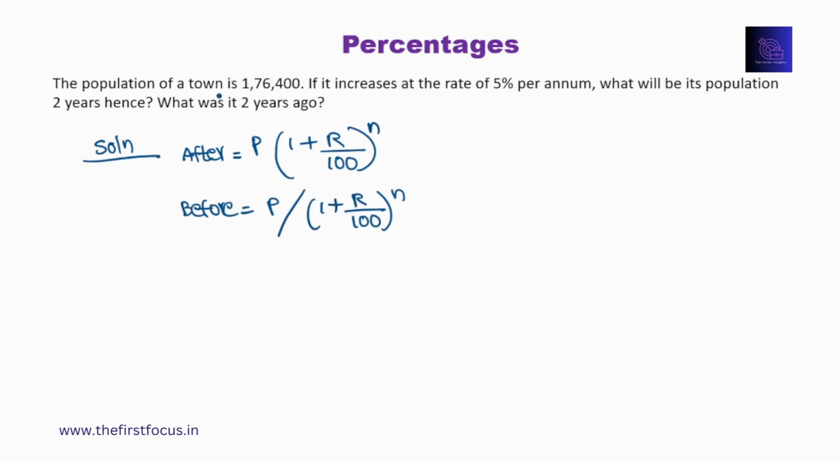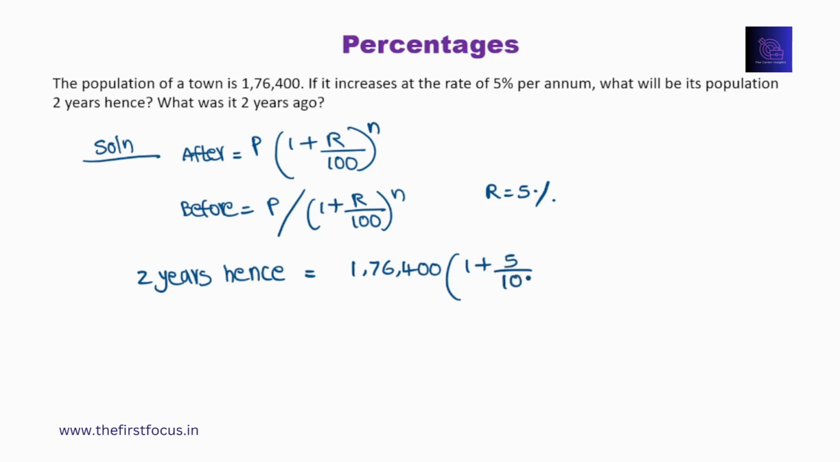Here the population is 1,76,400. It is at the increase rate of 5% per annum. So the R here is 5%. What did they ask to find? The population 2 years hence. 2 years hence the population will be 176,400 into 1 plus 5 by 100 the whole power 2. The value of n is 2 here.